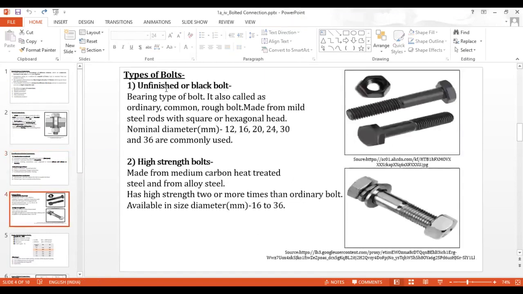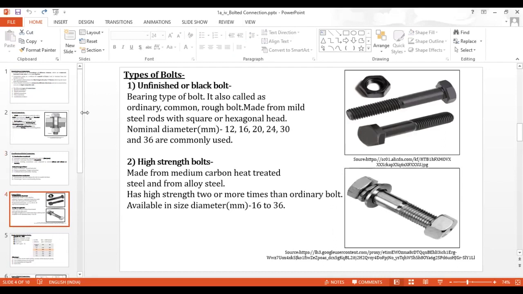After studying different types of connections, we have to look at what are the different types of bolts which are being utilized for designing a connection. The first one is unfinished or black bolt, and second one is high strength bolts.